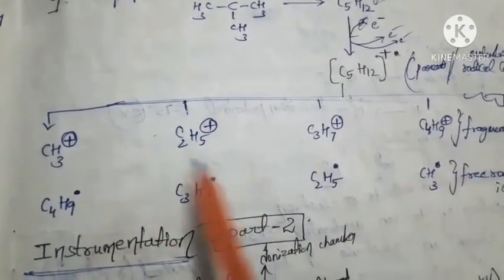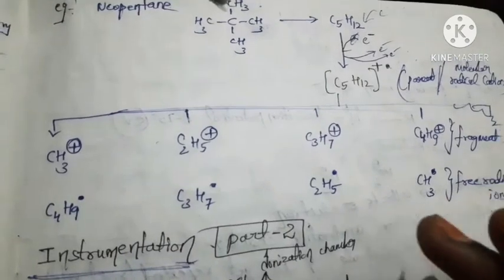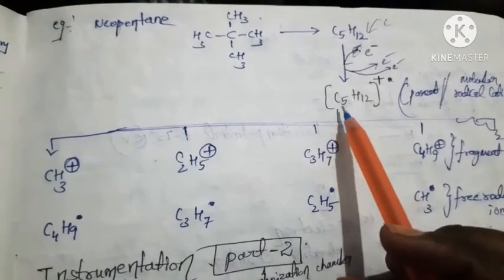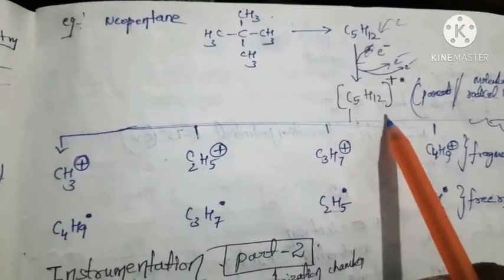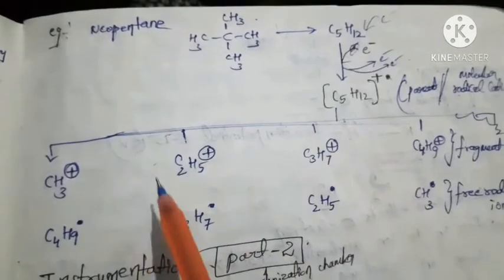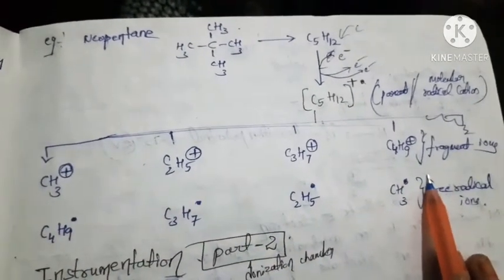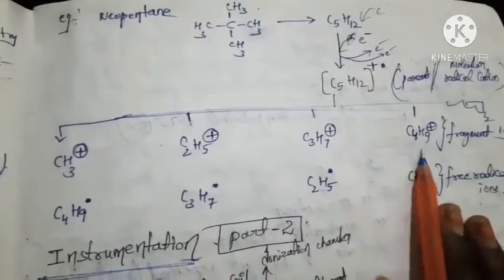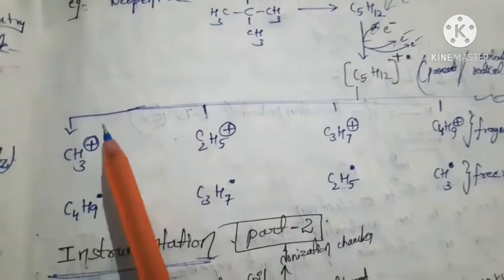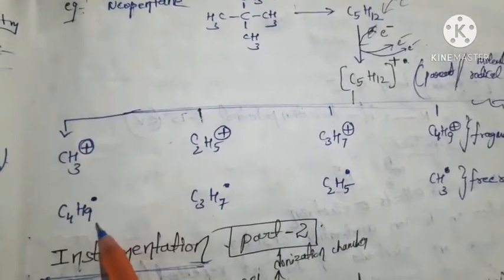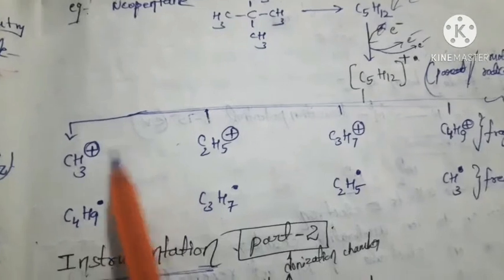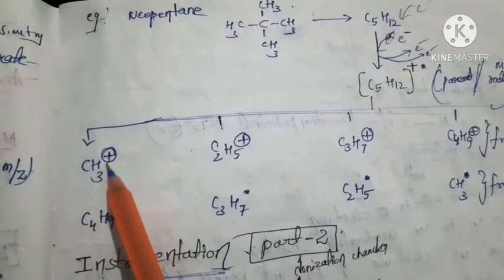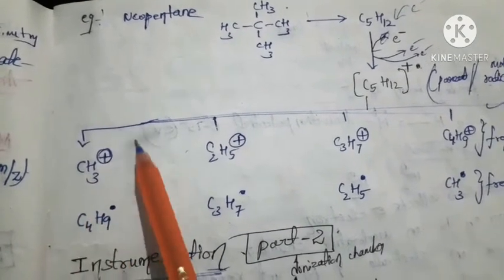See, how the fragmentation occurs is very important, friends. Try to observe this. We know 5 carbons and 12 hydrogens are present. These are the possibilities, friends. Fragmentation may occur in any manner, but we should know all these possibilities. See, this is a methyl cation and this is a radical. Try to count the number of carbons: one carbon, so a methyl cation is formed.